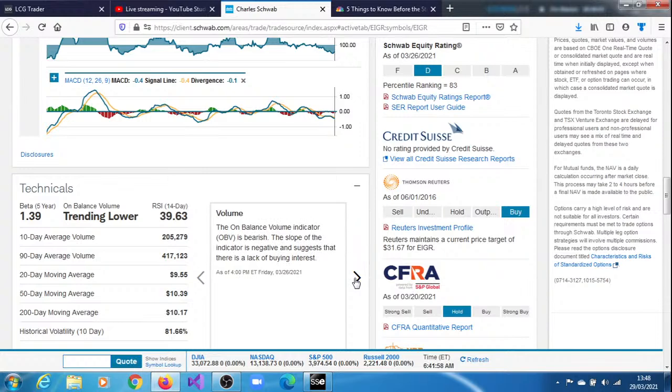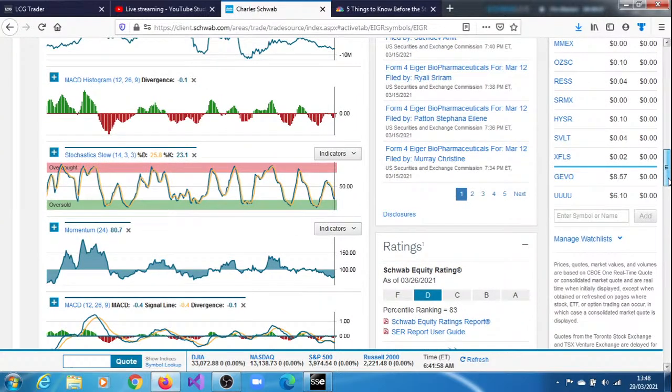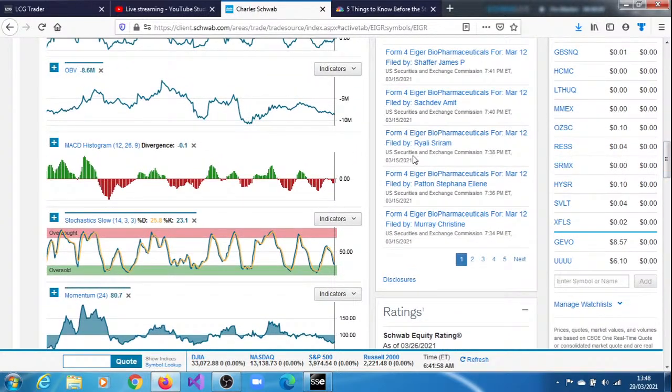The on-balance volume indicator is bearish as well. The slope of the indicator is negative and suggests that there is a lack of buying interest. Yes, that's what we can see here.